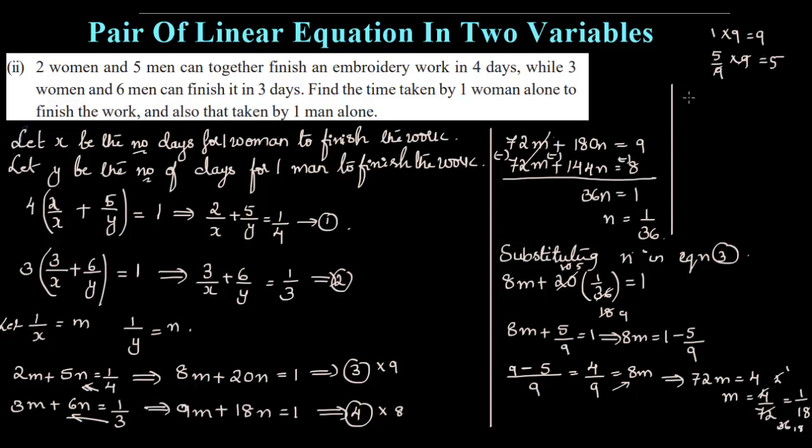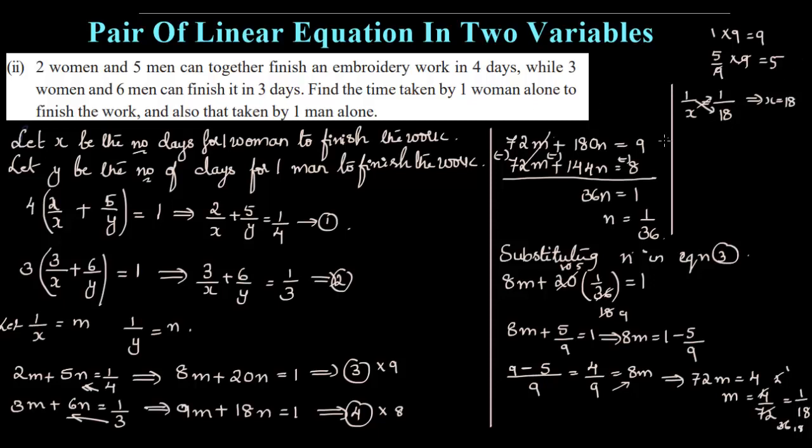Let us find out the value of x and y. So 1 by x is equal to, how much do you have? m you have just now got as 1 by 18. So if I am cross multiplying here, how much am I going to get? x is equal to 18. So what is this 18 actually? One woman can finish this embroidery work completely in 18 days.